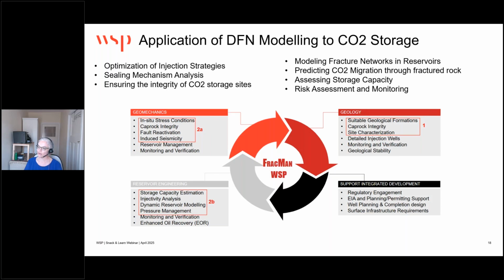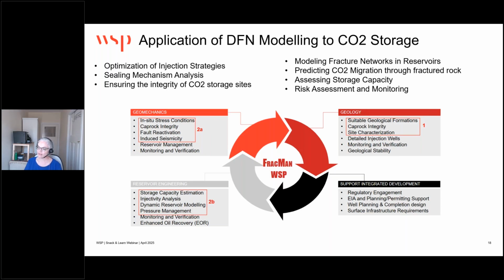DFN models simulate the pathways that CO2 might take as it moves through the fractures in the reservoir. And this can help predict how CO2 will behave over time and whether it will remain trapped or potentially migrate along fractures through the cap rock or into groundwater supplies.